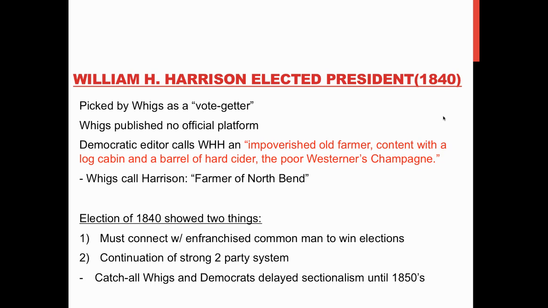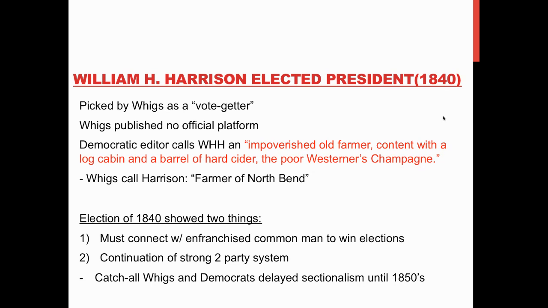But they'll have to defeat the Democratic Party, which to this point has been able to call themselves the party of the common man. But wait, there is a huge mistake made by a Democratic editor when he calls William Henry Harrison an impoverished old farmer, content with a log cabin, a barrel of hard cider, the poor Westerner champagne. What a mistake this is, because this is the Whigs' opportunity to claim, aha, yes, he is an old farmer. He is living in a log cabin. He is representing the West.